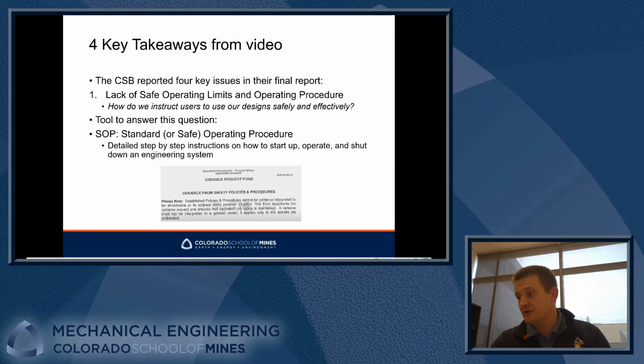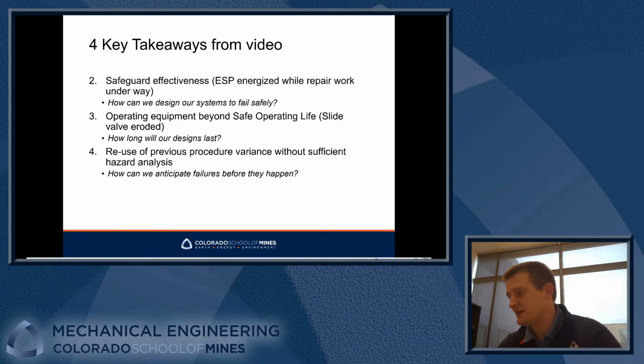The next 3 questions are what we're going to be talking about during this sprint here. All right, the second takeaway that the CSB had was the safeguard effectiveness of ExxonMobil's safeguards in their system, right? So in the video, when you watch it, the electrostatic precipitator, the ESP, was energized while they were doing repair work on the system. So they have this big electrical system with a lot of sparks in it near a bunch of hydrocarbons, and that spark system is turned on while they're doing work.